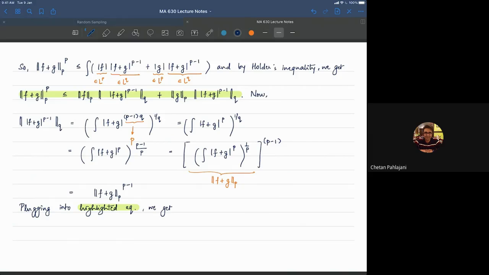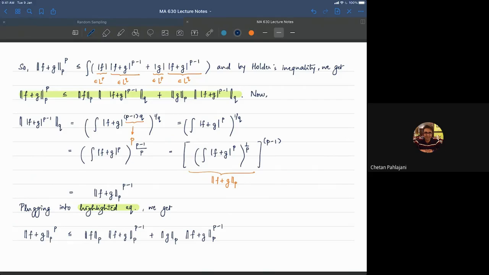When you plug it into the highlighted equation, what you're going to get is norm f plus g in lp to the pth power is less than or equal to norm f p times norm f plus g p to the p minus first power, plus norm g p, no, not q, my bad, sorry, it's p, times norm f plus g p to the p minus 1.